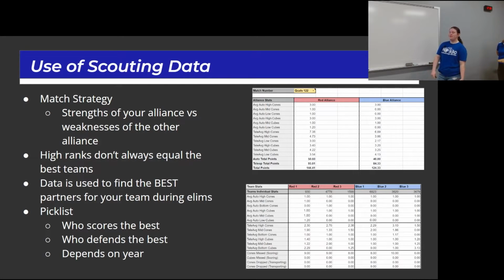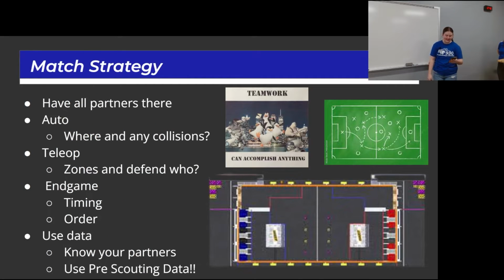So using your data to sort by and using averages is going to get you a way better idea of what robots you have in this competition and how you can utilize them to the best of your ability. So use your data. That's the main point here. All right, and let's talk about match strategy here.